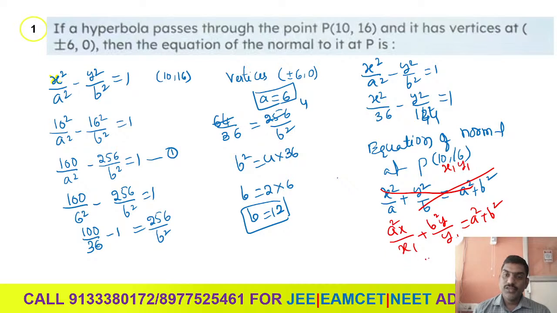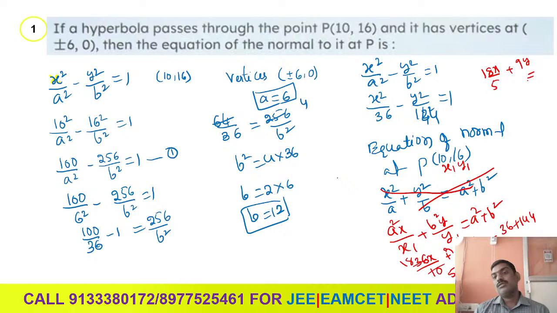a square, what is a square? 36 times x divided by x1, x1 is 10, plus b square, b square is 144 times y divided by y1, y1 is 16, which is equal to 36 plus 144. Then this could go in 9 times, so we can get here 18x divided by 5 plus 9y, which is equal to 180.